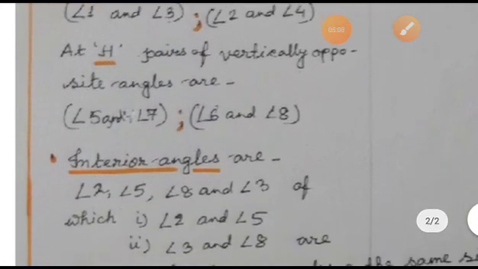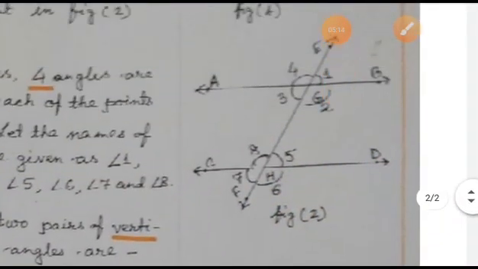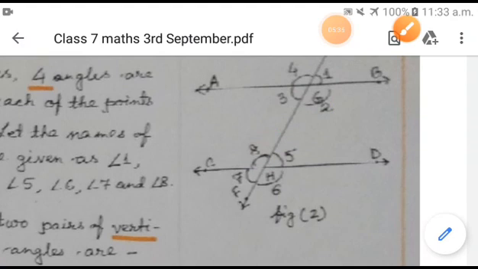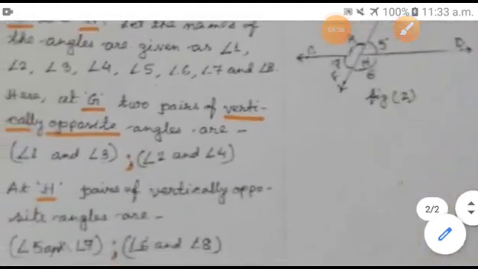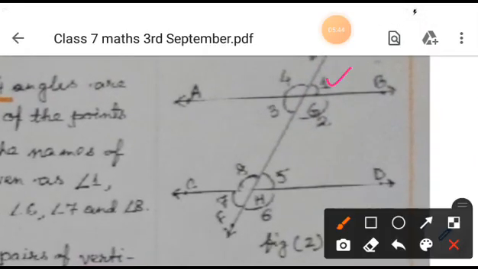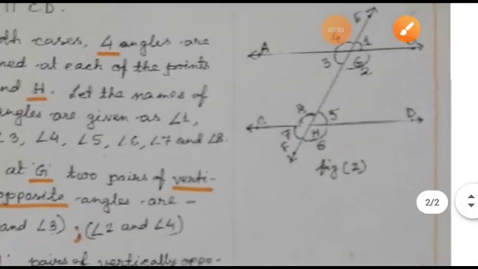Next is interior angles. Now what are the interior angles? Angles 2, 5, 8 and 3. The interior angles are nothing but the angles which are lying inside the pair of lines. You can see these are the pair of lines, and these 4 angles lie inside the pair, and these are the interior angles. And what are the exterior angles? These exterior angles are 1, 4, 6, 7. These are the names of exterior angles.